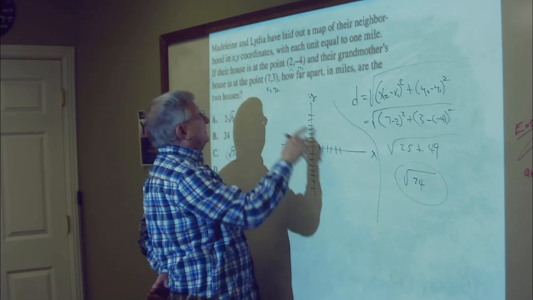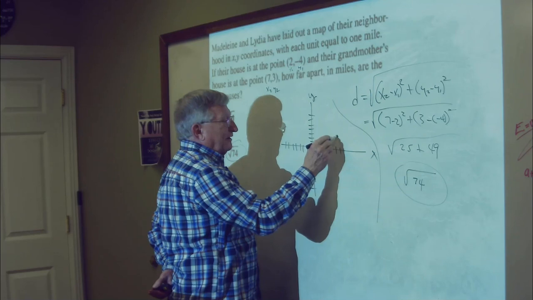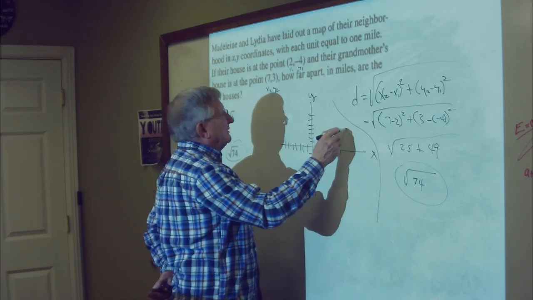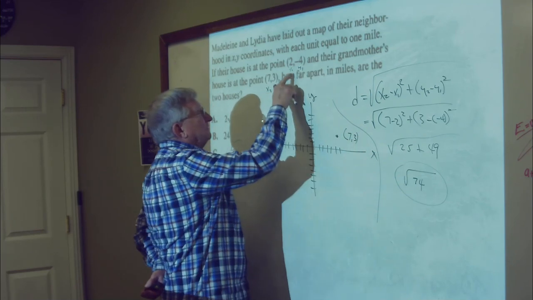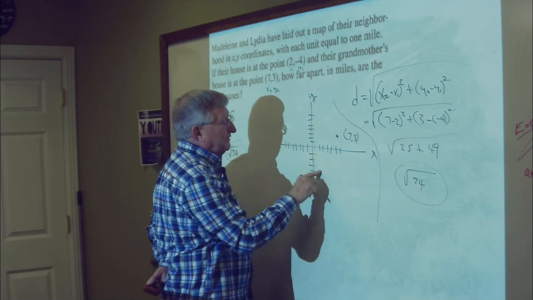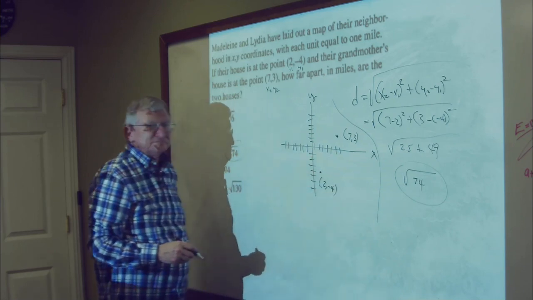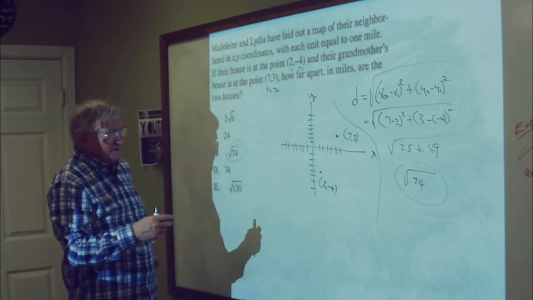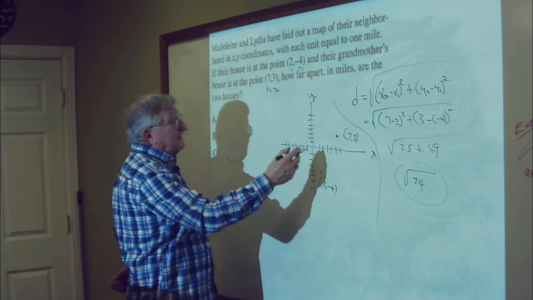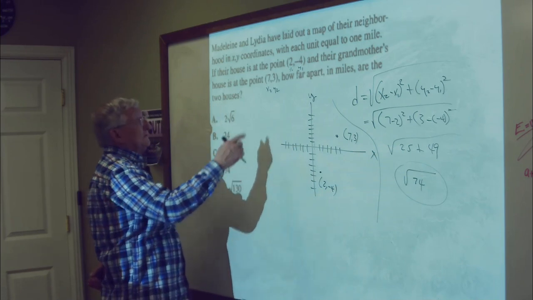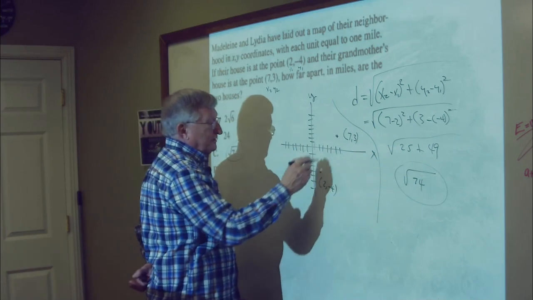1, 2, 3, 4, 5, 6, 7, and up 3. I wouldn't mark all the tick marks. It just takes time. So this is (7, 3). The other one is (2, -4). 2 and down 4. Right down here. (2, -4). Okay? Now, there are a couple of things you can do. You're looking for the length of this thing. How far apart in miles are the two houses? Here's one house, here's the other house.